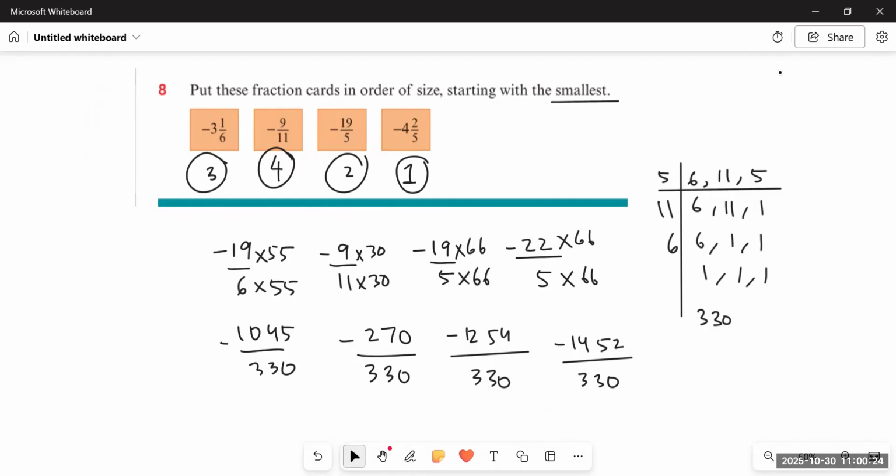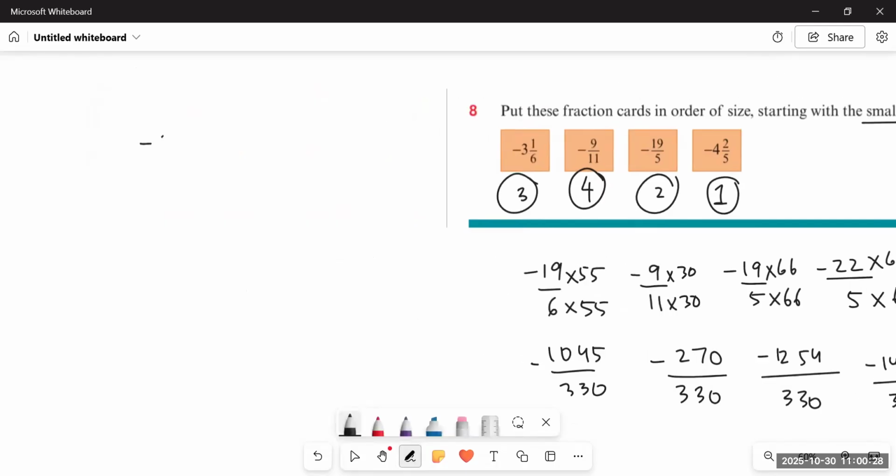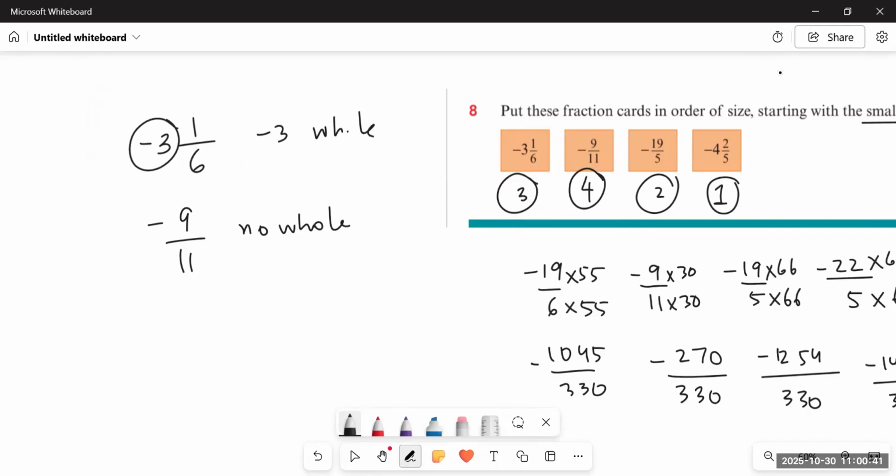And also, we can use another method. Let's check out the other method. The first one is minus 3 whole 1 over 6. It has minus 3 whole. The second one is minus 9 over 11. It has no whole. In minus 19 over 5, 5 3s are 15, so this becomes minus 3, and what's left? 4 over 5.